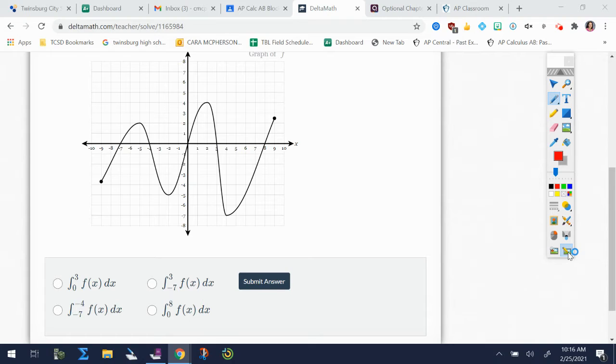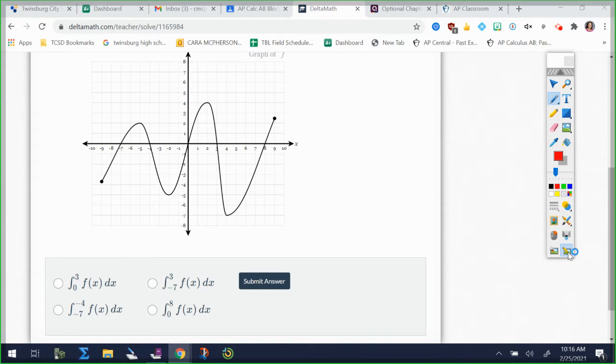So I'm going to mark this up a little bit just to make this one make more sense and talk you through what's happening here. Your first choice is the integral from 0 to 3. So your integral from 0 to 3 is this stuff, and what I know about that is it's going to be a positive answer. My next one is negative 7 to 3. Negative 7 to 3 is going to include this. It's also going to include this. So you're going to have two positive areas, but you're also going to have a pretty big negative area.